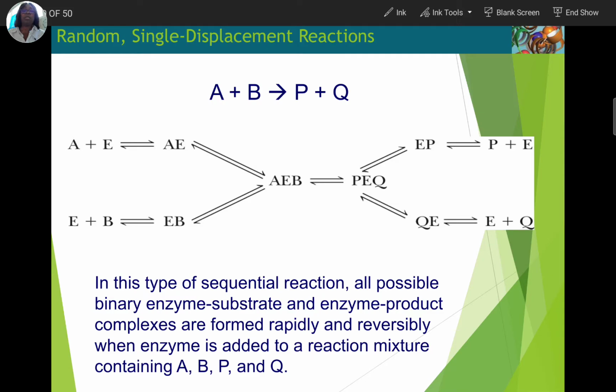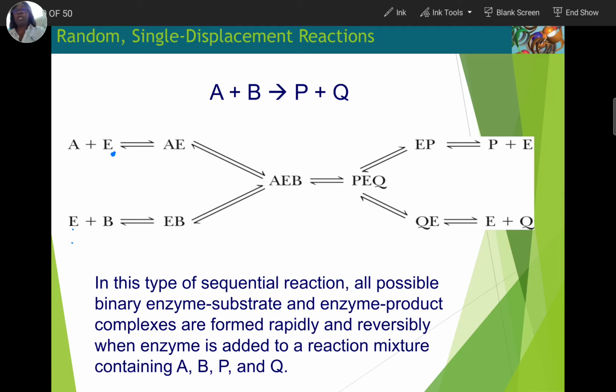So if we look at this random single displacement reaction, let's look at the details of it. We have reactants A and B getting together to form P and Q. This reaction, however, requires the enzyme E. So we have our mixture in situ, or in a living system, in vivo. So we have the free enzyme represented by E. Now this enzyme in the mixture has access to A or B. In either case, whichever one hits the enzyme first, it is going to connect.